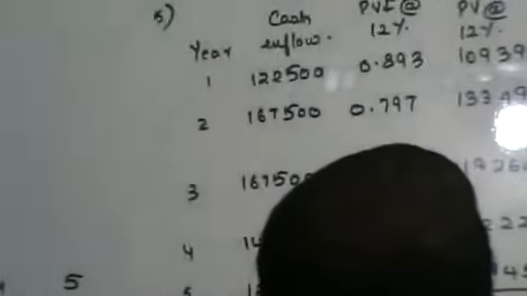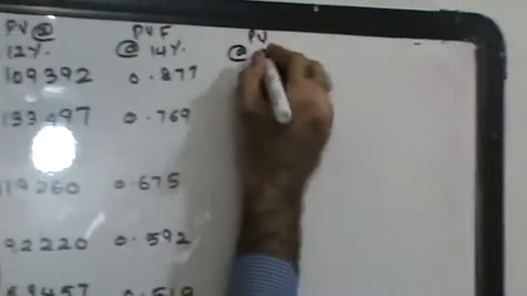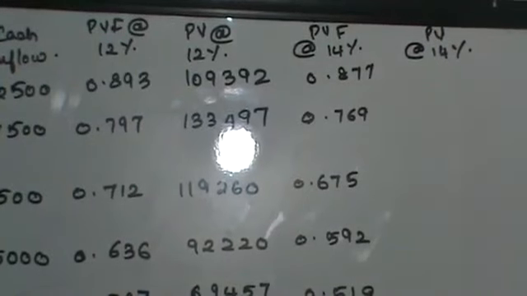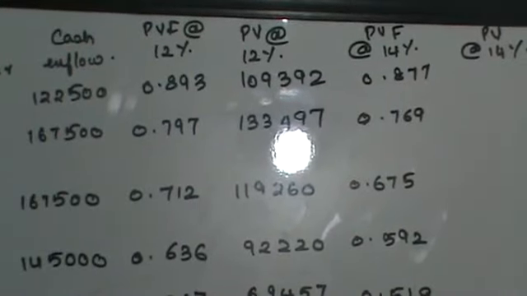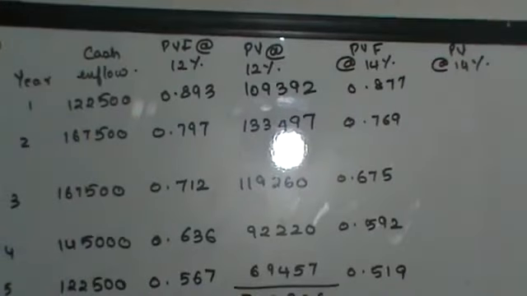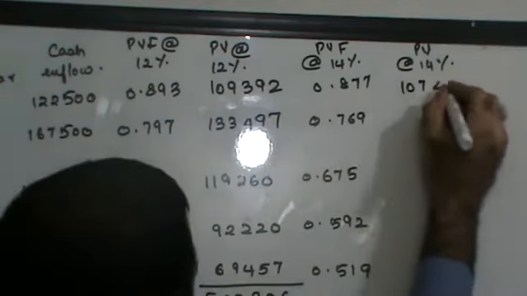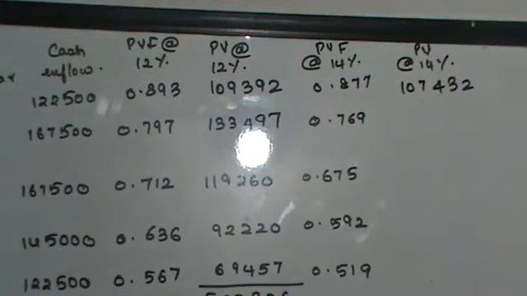Next, find out the present value at the rate of 14%. How do you do this? Cash inflow multiplied by the present value factor. So 1,22,500 multiplied by 0.877, which will give you 107,432. You will get a decimal answer. I'm not taking the decimals, guys.